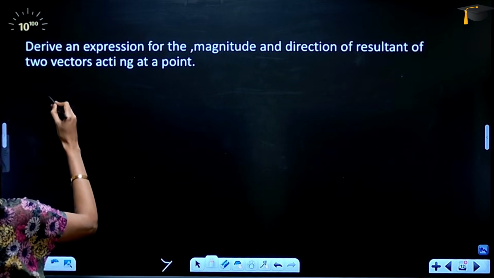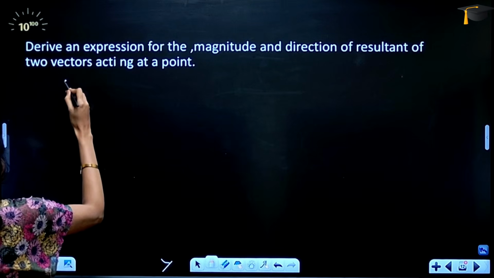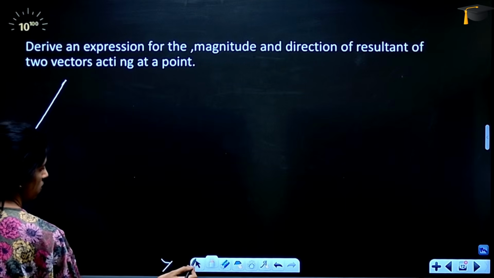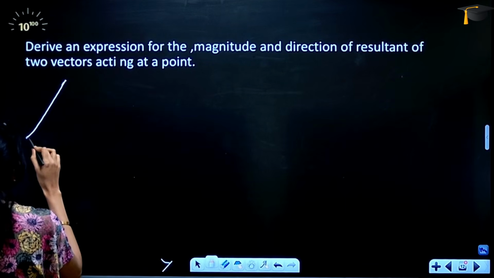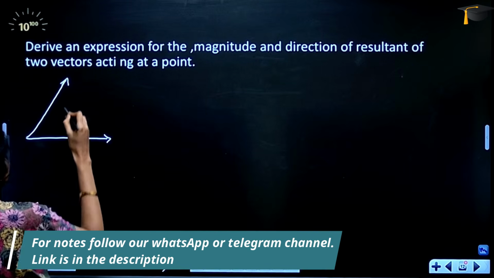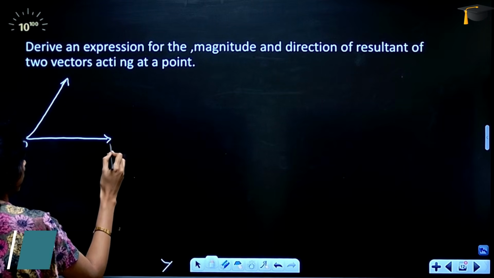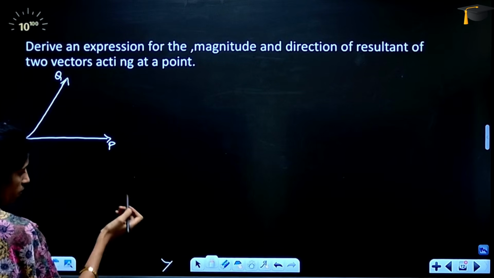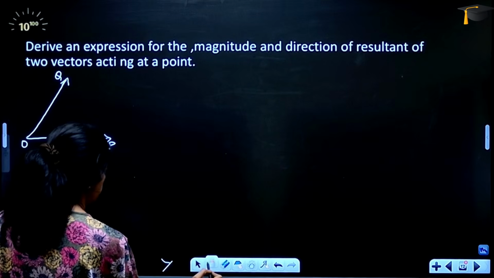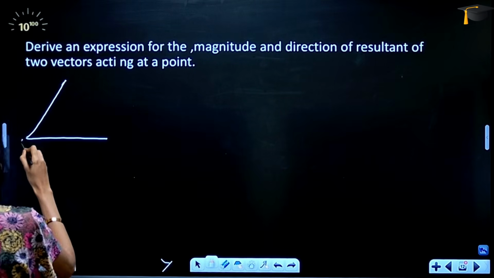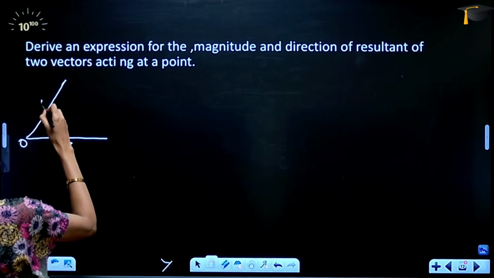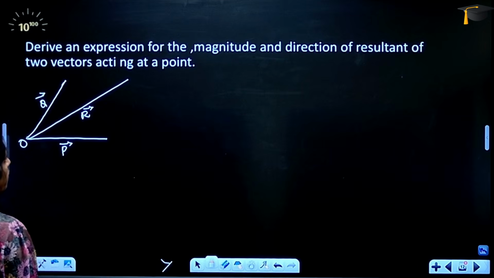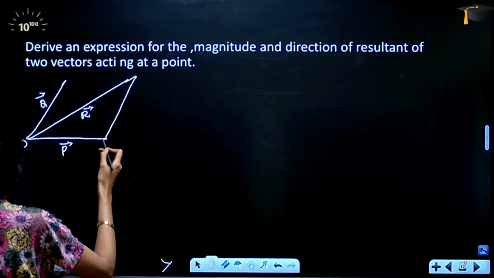So for that, let me take two vectors. Okay, so I'll just take our two vectors. I'll name this vector, I'll just denote it as O, and this is P, Q. Okay, I'll just name this as vector P, vector Q, and the resultant as vector R. Okay, so now let me join. I'm just taking a parallelogram over here.